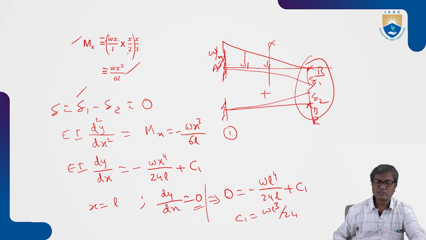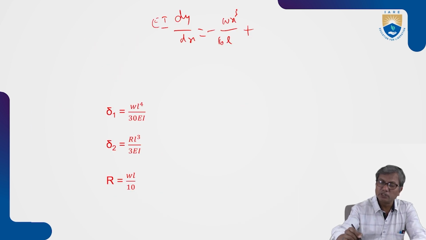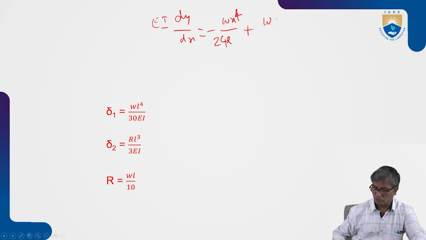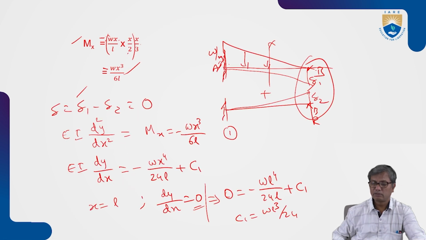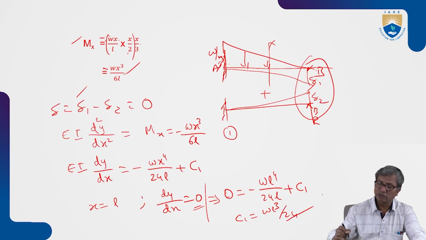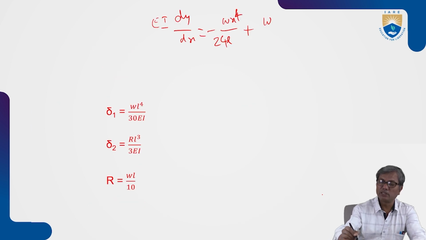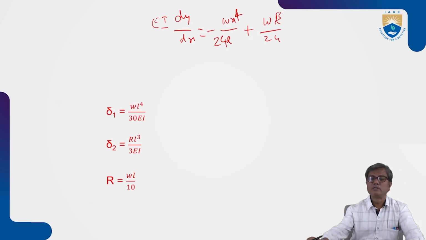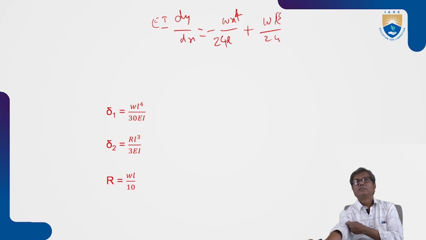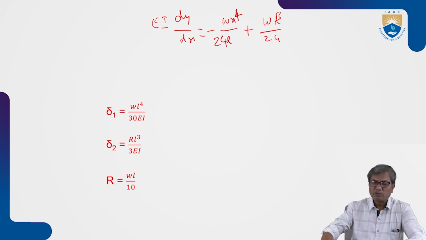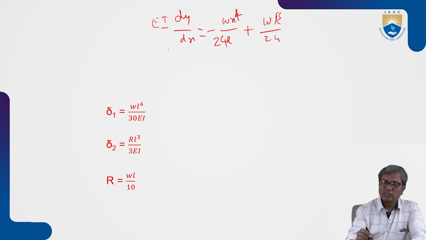24x by Wx power 4 by 24L, plus WL cube by 24. C1 is WL cube by 24. Okay. Now you find out the integration again.